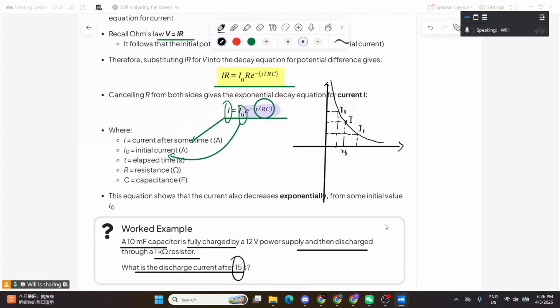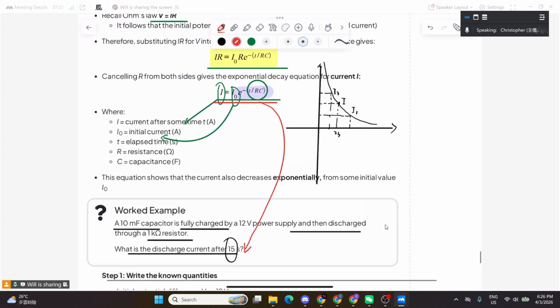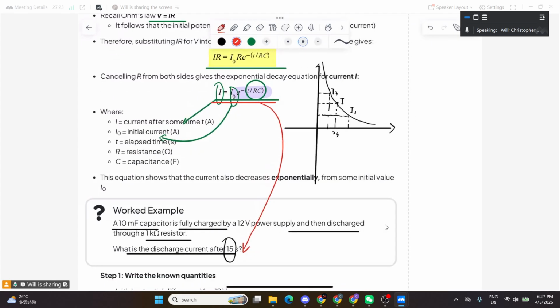Which formula do we use? The one about the current, right? We want to know the remaining current after 70 seconds, so we can use the formula I equals I initial zero times e to the negative t over RC.